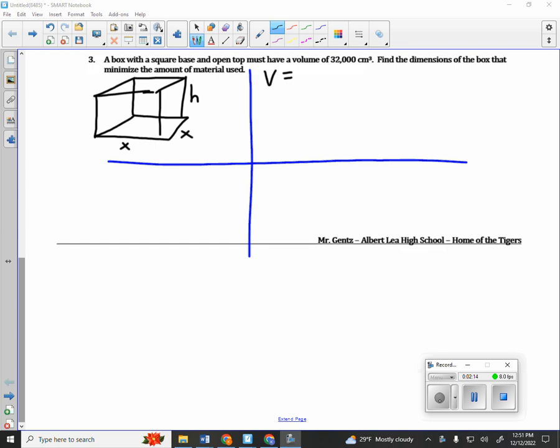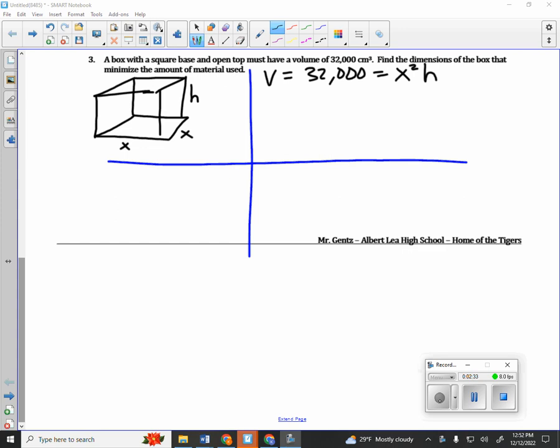Good. I heard some people say it should have 32,000 is equal to x squared h. That's your formula for volume. That's not what's driving the problem. What is the thing that's driving the problem? Minimize the amount of material.